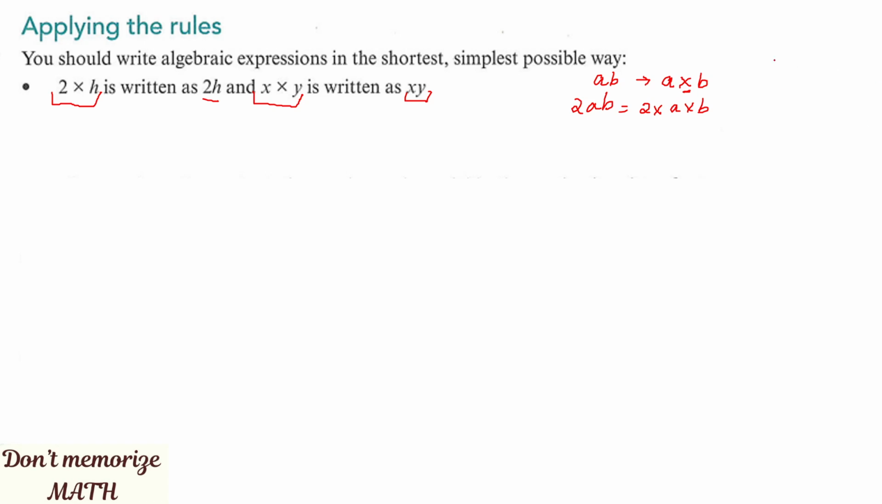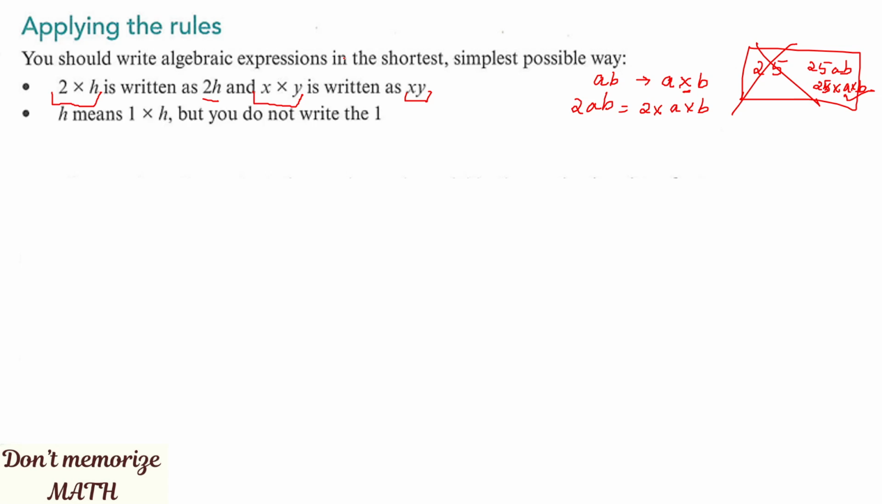But be very careful, don't make this type of mistake. 2 and 5 together is not 2 times 5, it is just 25. Keep that in mind. In algebra, 25ab means 25 times a times b. This is the right thing. So always keep in mind, this is the first basic rule.